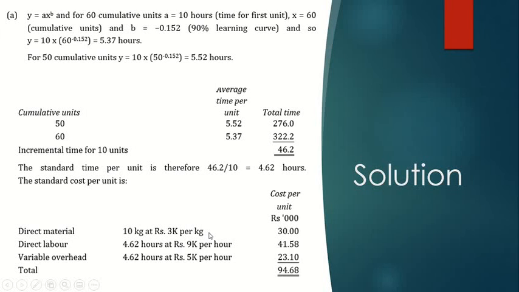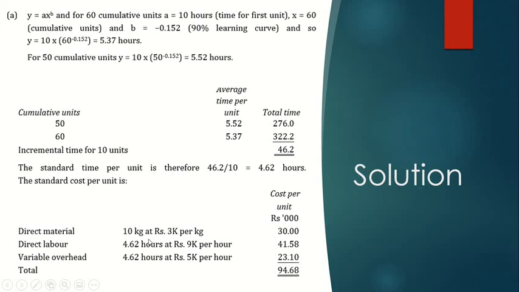10 kilogram into 3,000, it will be 30,000. Now this is the important thing. When we are producing the first unit, our time requirement was 10 hours. Now if we are producing 60 units, what will happen?